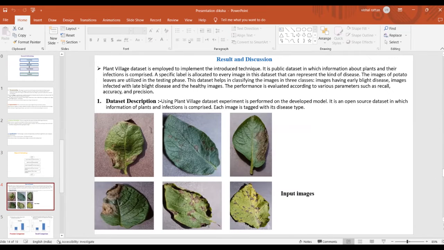For plant diseases, the Plant Village dataset is employed to implement the introduced technique. It is a public dataset in which information about plant infection is comprised. The first is the dataset description. Using the Plant Village dataset, the experiment is performed on the developed model. It is open source. Information on plants and infection is comprised, and each image is tagged with its disease.